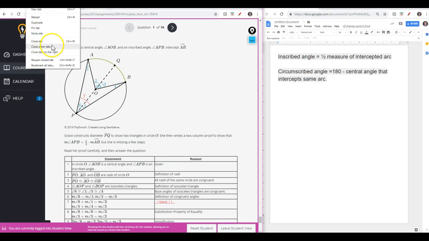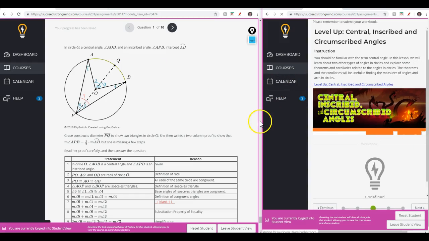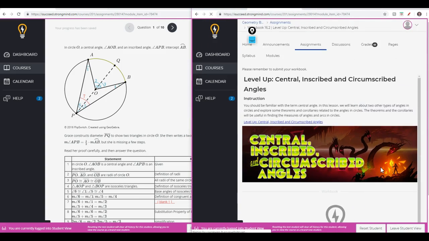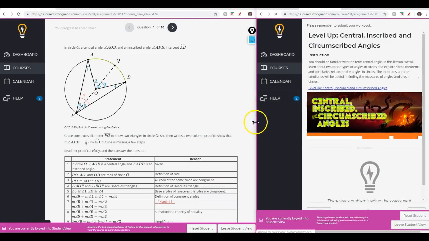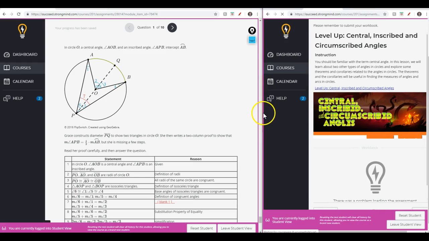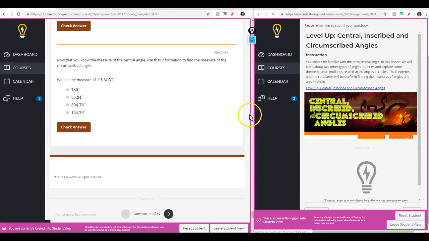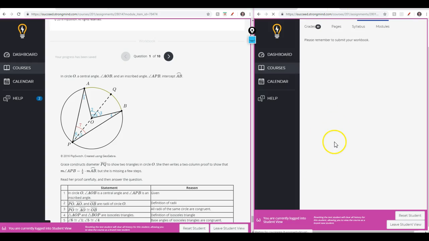So with proofs, I like to duplicate the tab and pull them side by side. This is so that I can scan through the lesson and find an image that matches this one. Let's see if it'll load it. It's saying right now there was a problem. Okay, give it a minute.